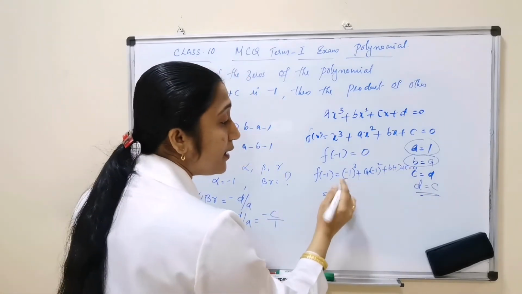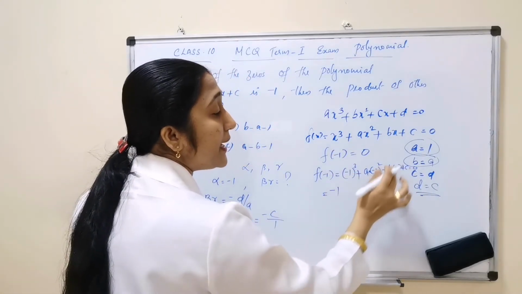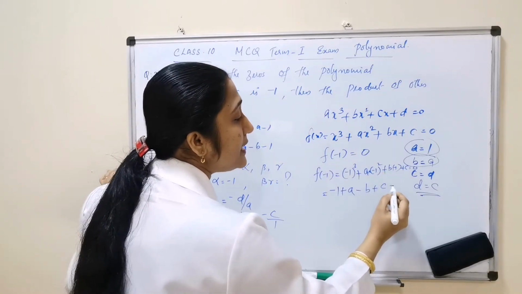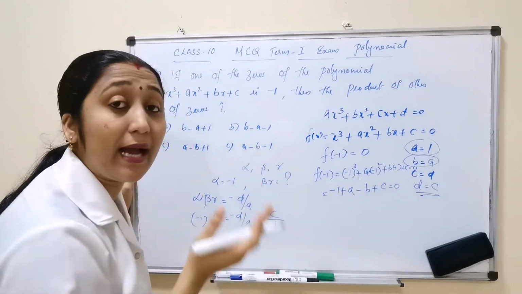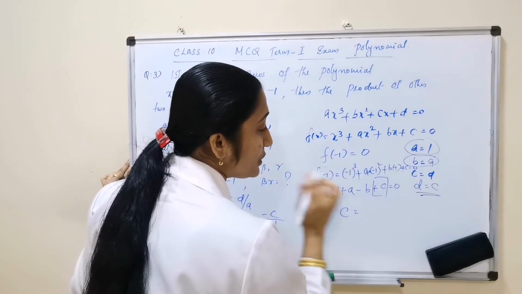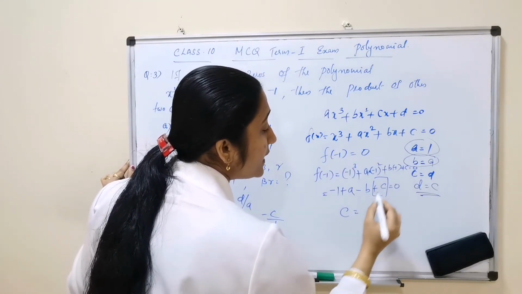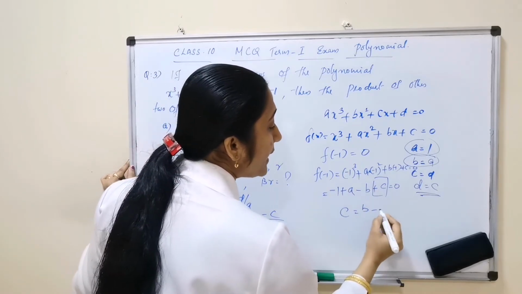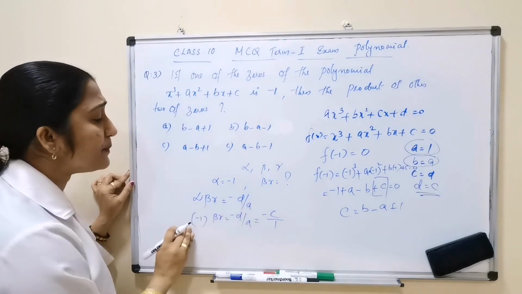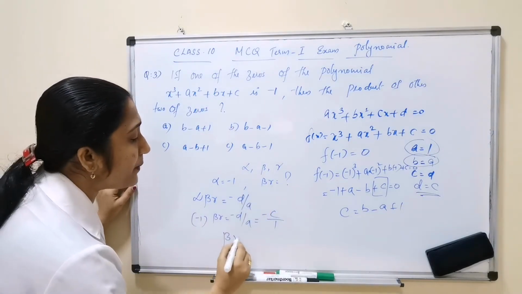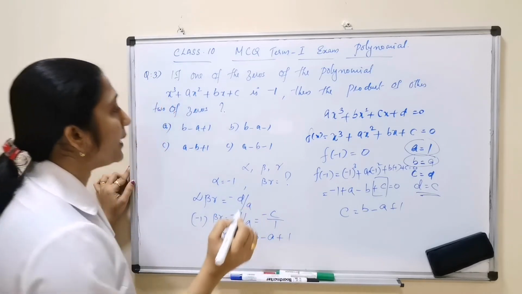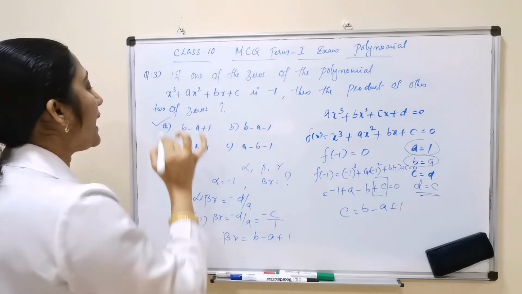Here -1 cube is -1, -1 square is +1, that is plus a, then minus b, plus c equal to 0. From here we have to find c. So keeping c on one side, c equals b minus a plus 1, as minus b goes to the right side. Here the minus will be cancelled. That is, beta gamma equal to c by 1, and c is b minus a plus 1. That is option A.